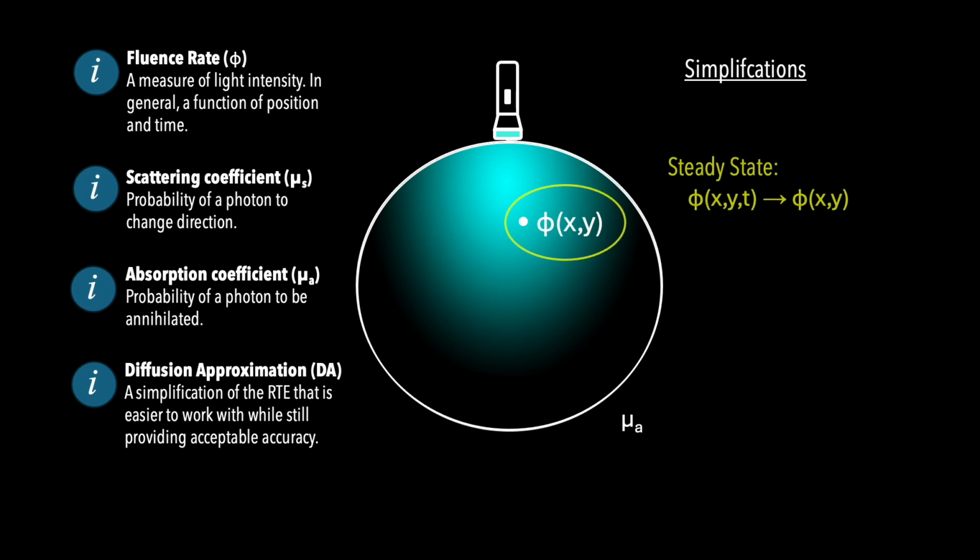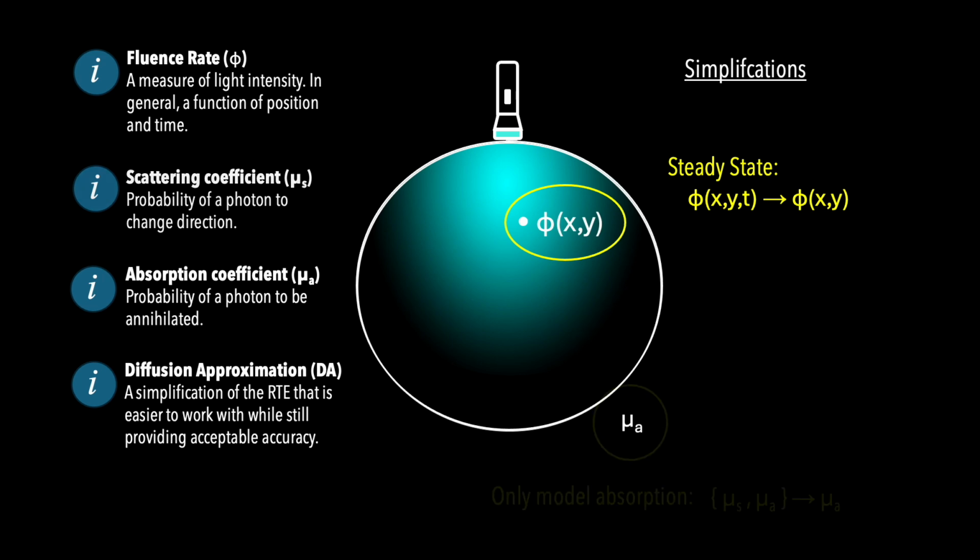First, we assume steady-state conditions. That is, we assume the fluence rate can vary from place to place in the medium, but not over time. This may seem counterintuitive since we seek to model optical properties that vary over the course of an experiment. Later, we'll bring in a trick to reintroduce time dependency into the model.